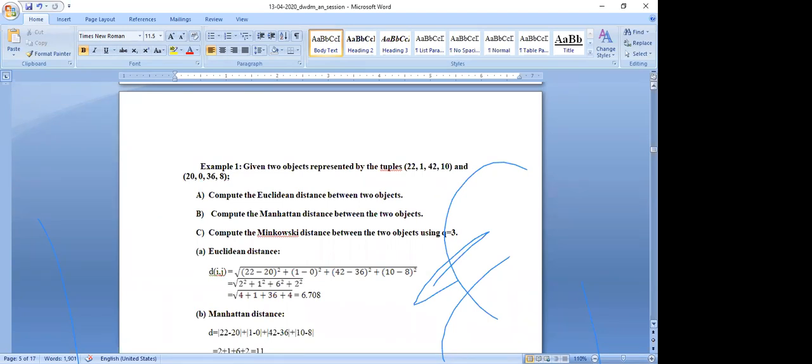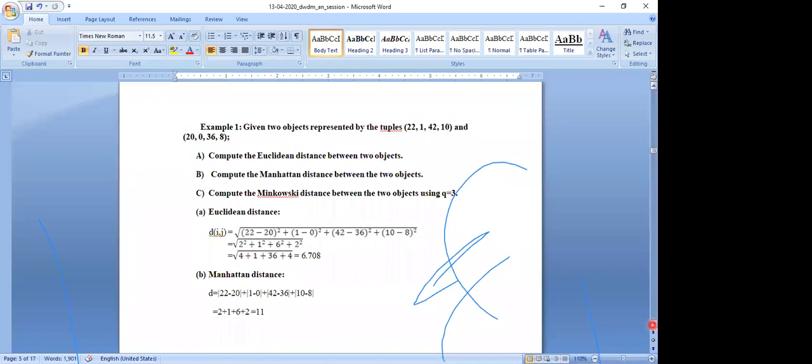Once again, I am explaining that. What is the first value in the first tuple? 22. What is the first value in the second tuple? 20. So 22 minus 20 whole square, plus 1 minus 0 whole square, plus 42 minus 36 whole square, plus 10 minus 8 whole square. So we get the value of 0.08.